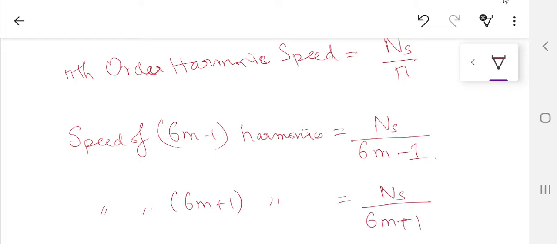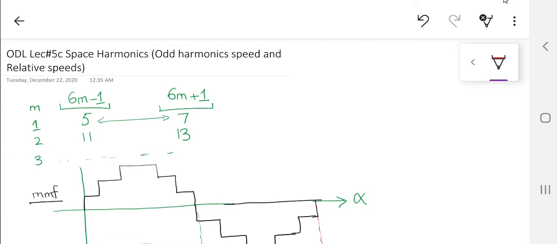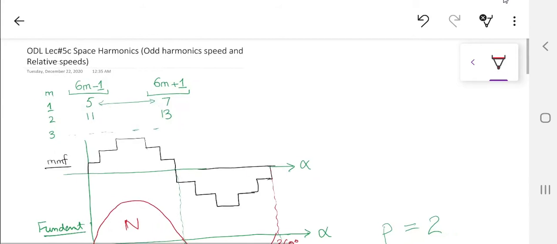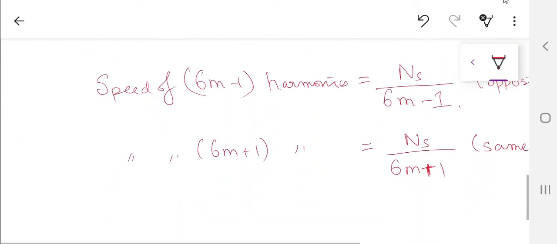So what this is telling me, and certainly you can generalize here, is that these are moving in the opposite direction, as we have proven previously, and these are moving in the same direction as the fundamental. So Ns divided by 6m minus 1 is the speed of the 6m minus 1 harmonic, which is the first column I drew in front of you. And if it is 6m plus 1, they are moving with the speed Ns over 6m plus 1, where Ns is the speed of the fundamental, or the supply frequency you are using.